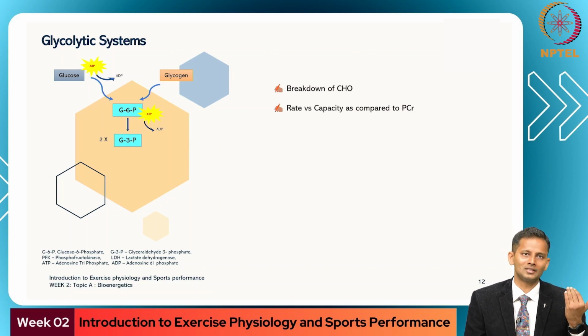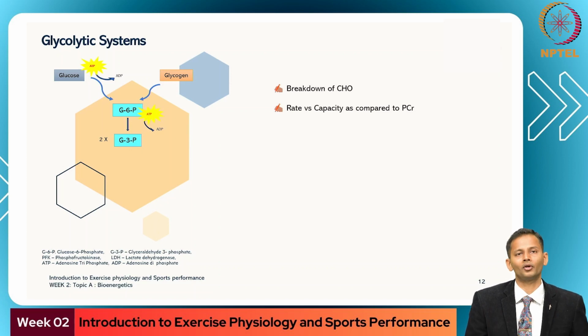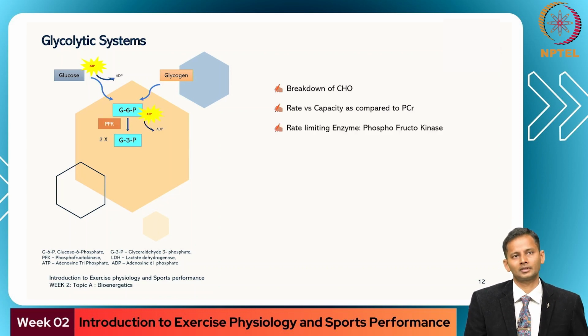So now G6P further gets cleaved into two molecules of G3P. So glucose 6-phosphate gets converted into glyceraldehyde triphosphate, two molecules of it. And this particular activity is controlled or catalyzed by the phosphofructokinase enzyme. That's an important enzyme that you have to remember.